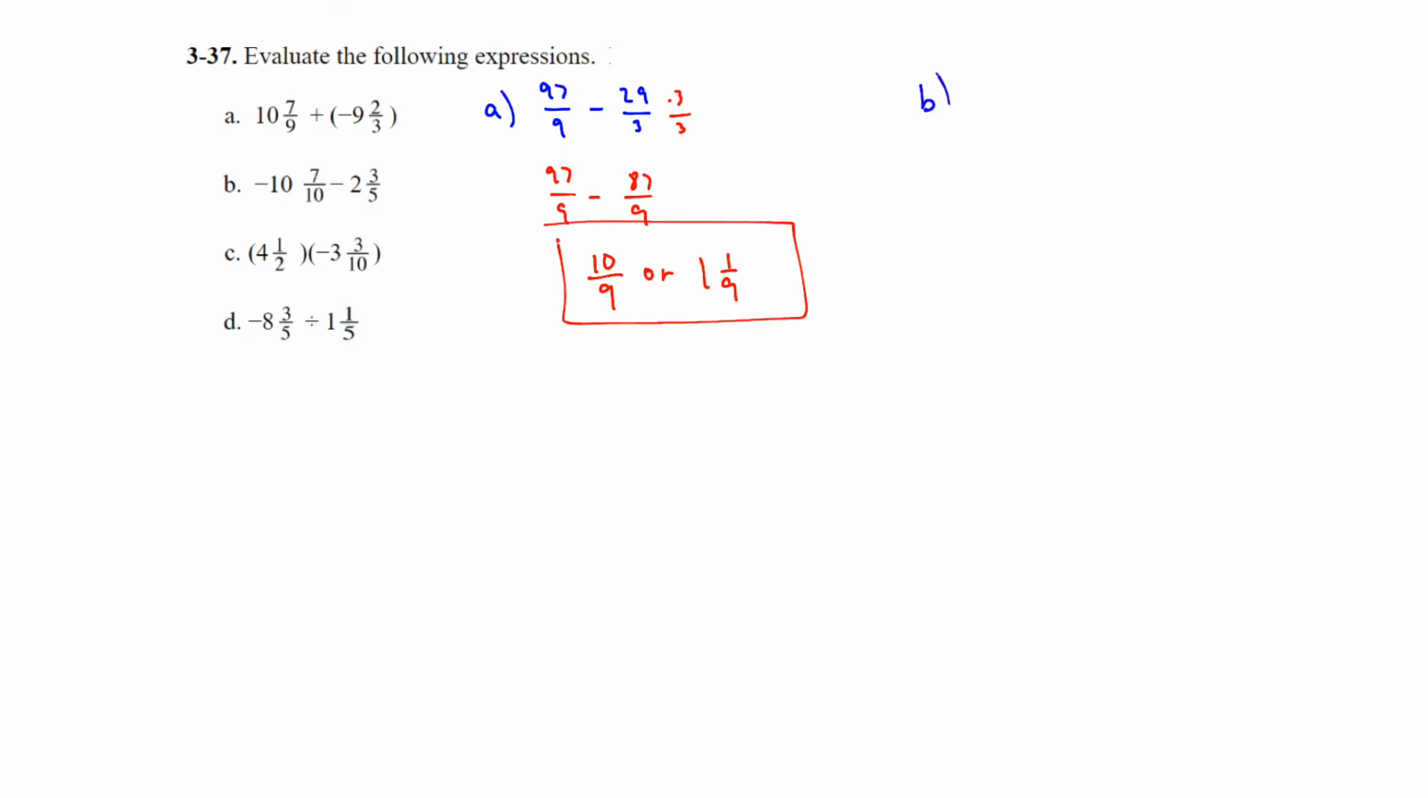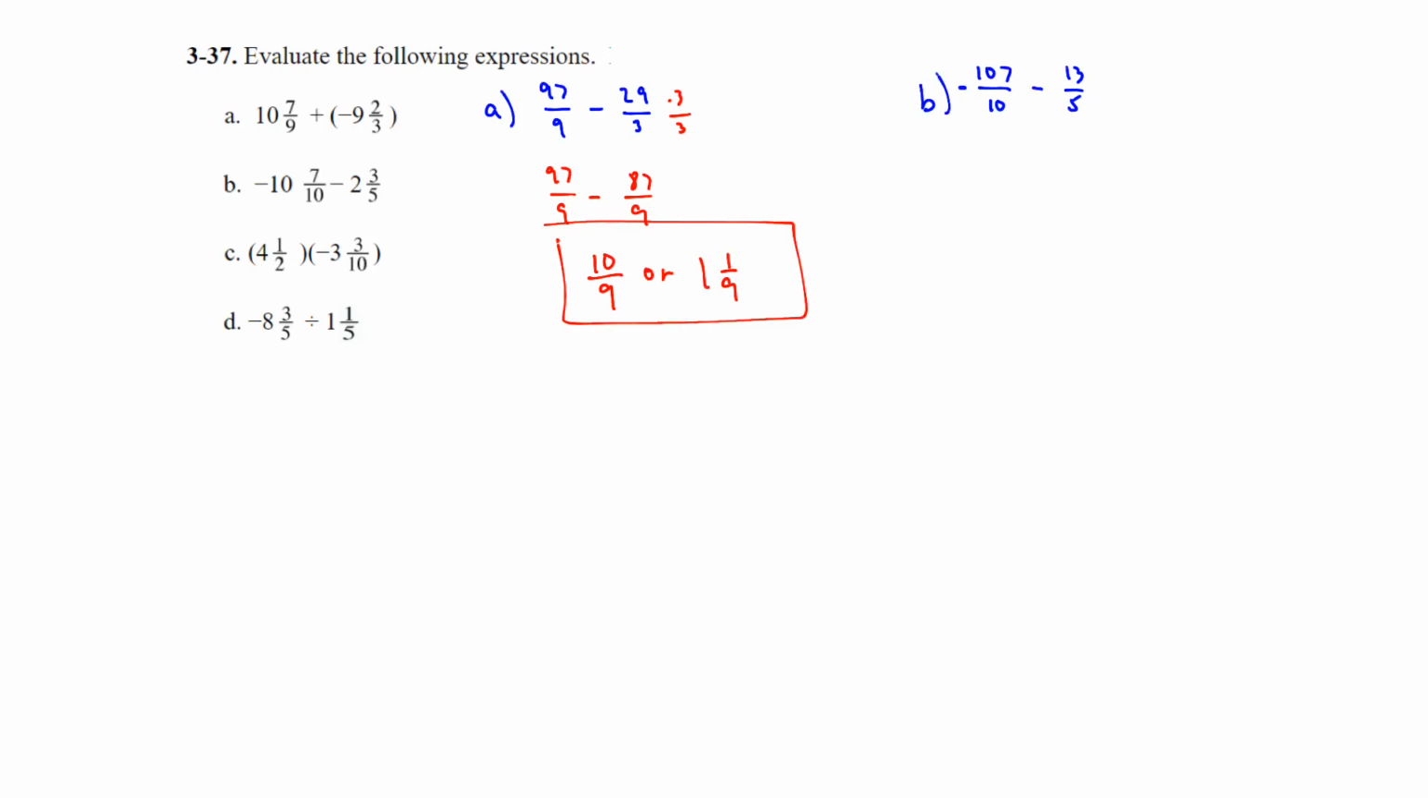Alright, problem B is subtraction. So once again, I'd probably rewrite them as mixed numbers. Change them from mixed numbers to improper. So B would be 10 times 10 is 100 plus 7, so that's 107 divided by 10, and then that whole fraction is a negative. Minus 5 times 2 is 10 plus 3 would be 13 fifths.